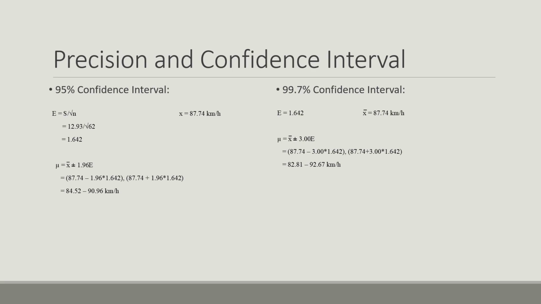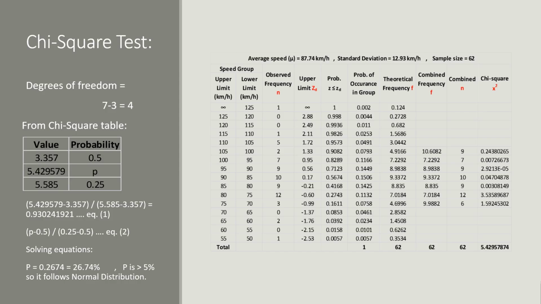We did the same procedure to find the 99.7% confidence interval, and we found it to be 82.81 to 92.76 km per hour. The last thing we did regarding the spot speed data is the chi-square test. It is the test to check if the data follows a normal distribution or not. The table of the chi-square test is shown here.